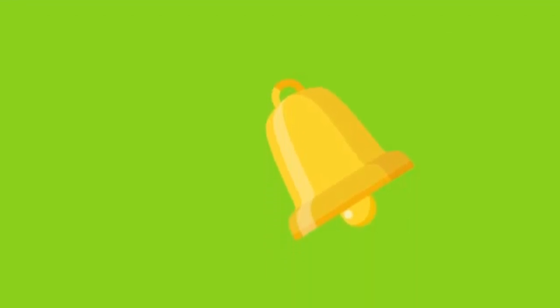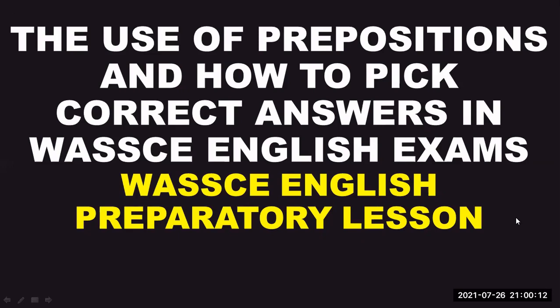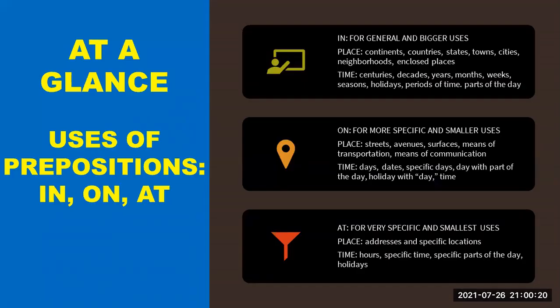Without much ado, let's dive into the lesson. At a glance, let's look at the uses of prepositions. We want to start with the big three: in, on, and at. You can see quite clearly here. Let me try to draw your attention to each of these. We begin with in.